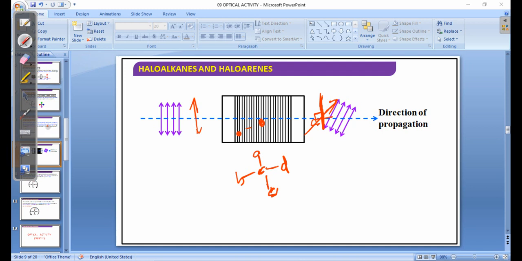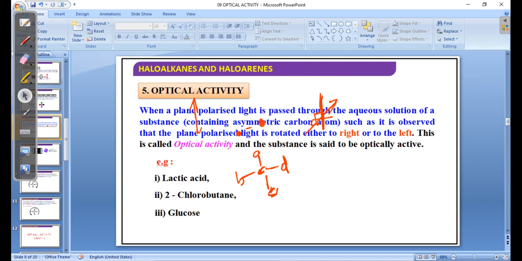When plane polarized light is passed through the aqueous solution of a substance containing an asymmetric carbon, it is observed that the plane polarized light is rotated either to the right side or the left side. Okay, this is called optical activity. Now I think it's understood clearly.